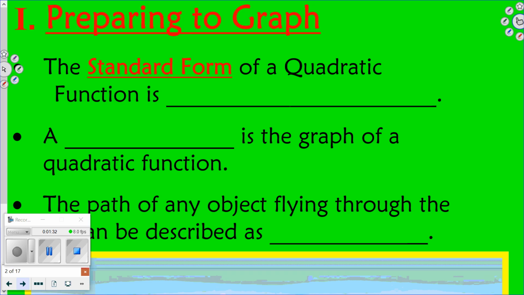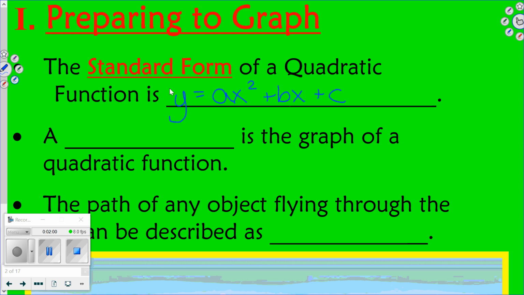So first thing, preparing the graph. We need to make sure things are in standard form. What does standard form look like? She's right with the A. Anybody help her out? There it is. Good. So that's your standard form, right? We had everything last chapter moved back to standard form.